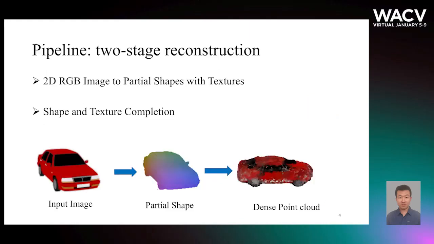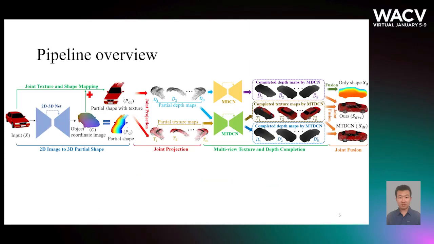We propose a two-step pipeline to generate 3D points from single RGB images by first predicting partial shapes from the input, then completing the shape and texture. Our pipeline consists of 4 modules: 2D RGB image to partial shapes, joint projection from partial shapes to multiple views, multiview texture and depth completion, and a final joint fusion.